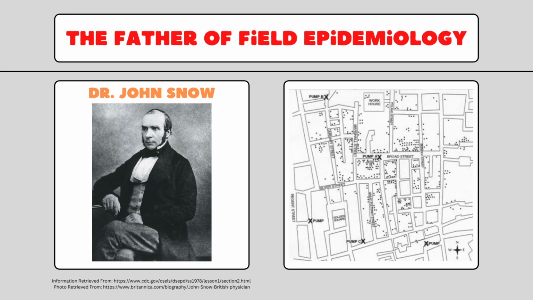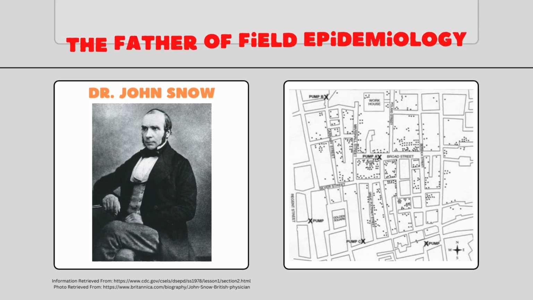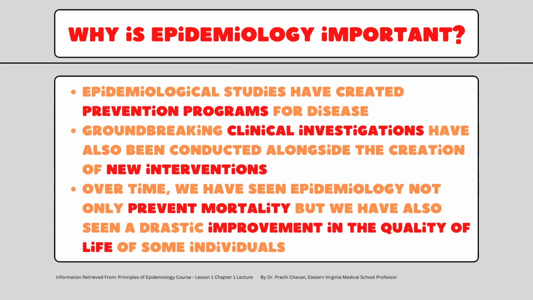Dr. Snow then gathered further information to see exactly where these individuals who were diagnosed with cholera got their water from, and it was confirmed that the common denominator between all of these individuals was the use of pump A. After John Snow confirmed his findings and presented them to city officials, the pump was then removed, and as a result, the outbreak ended.